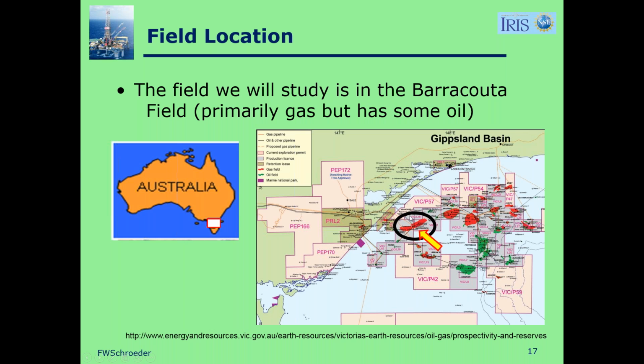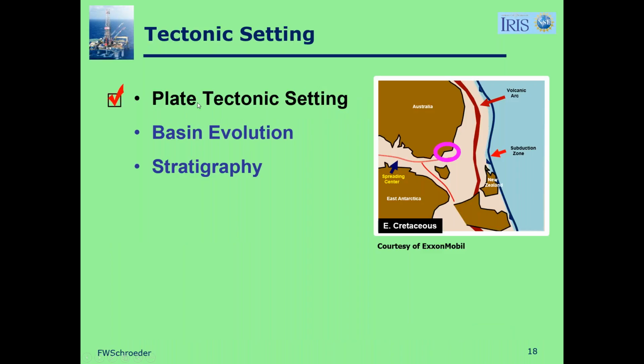So Barracouta turns out to be a very significant gas field. Historically, it is the first discovery offshore of Australia. So before it was drilled in, I think it was 1965, there were no offshore wells. There was no knowledge that there'd be any hydrocarbons there at all. So let me go through the plate tectonic setting for you.